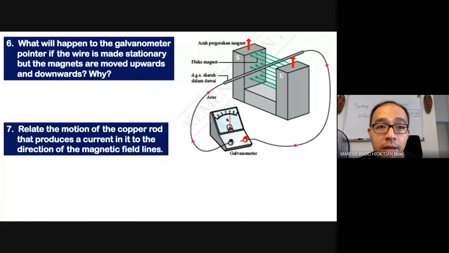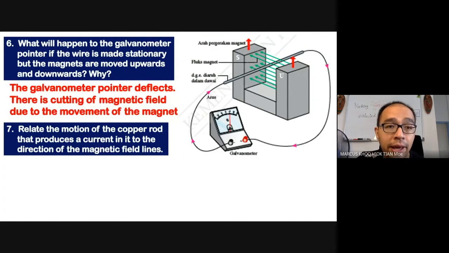The wire does not move, but the magnets are moved upwards and downwards. Okay, the galvanometer will deflect. It will move. Okay, there is a cutting of the magnetic field because of the movement of the magnet. So again, the condition is only one. Doesn't matter which one you move. The most important thing is the magnetic field must be cut.